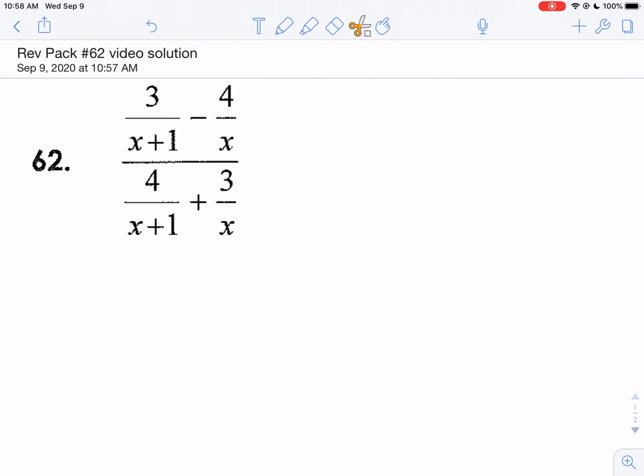All right, good morning, everyone. This is your review packet. Question number 62. There is a question posted about this problem. How do you do it?